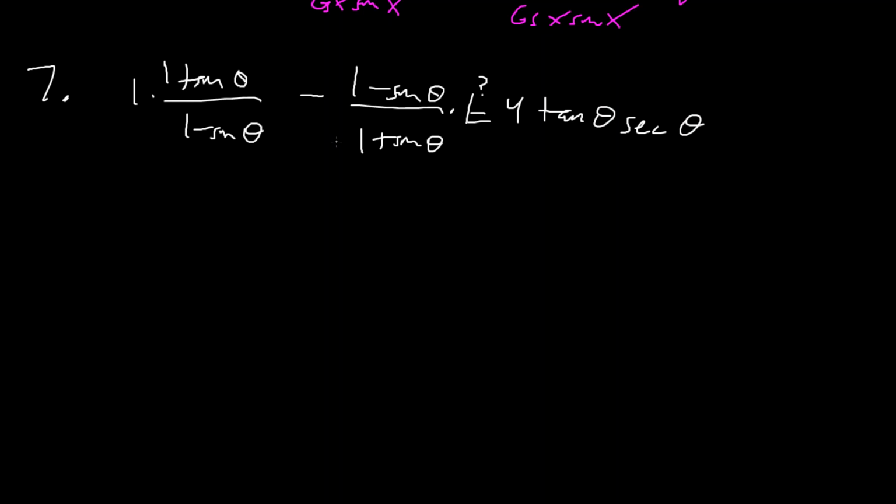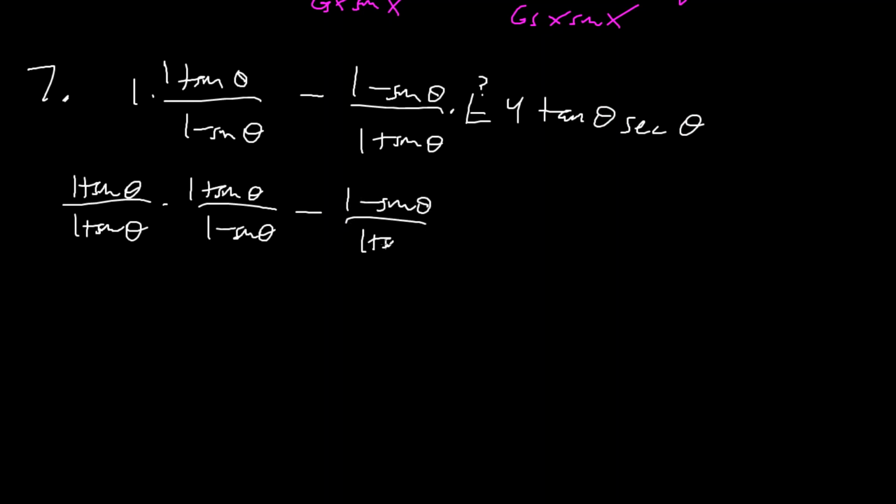So to make the denominators the same here, this first one here is going to be 1 plus sine theta over 1 plus sine theta times 1 plus sine theta over 1 minus sine theta minus 1 minus sine theta over 1 plus sine theta. And I'm going to have, for the second one, 1 minus sine theta over 1 minus sine theta. Does this equal 4 tangent theta secant theta?